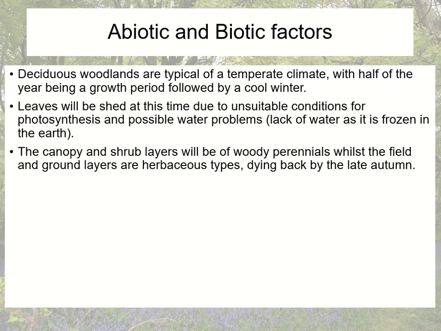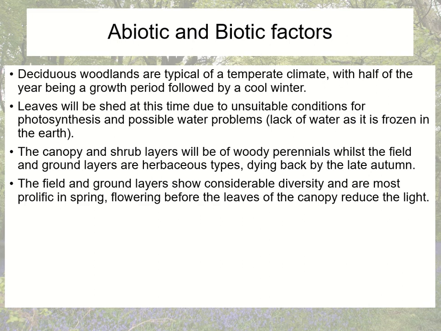The canopy and the shrub layers are largely of what we call woody perennials, so species that come back every single year, whilst the field and ground layers are herbaceous types. So what that means is very leafy, flower-bearing kind of plants. They tend to die back in the late autumn and sometimes before, when we're talking about bluebells. The field and ground layers show considerable diversity.